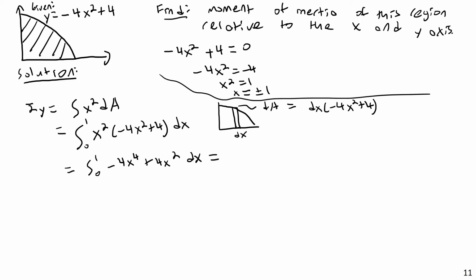oh, this will then come to, let me do this in exact mode, 8/15. So negative 4x to the 4th plus 4x squared. Does that make sense? Negative 4x to the 4th plus 4x squared, and then integrated from 0 to 1, we get 8/15. And the units for this would be inches to the 4th. Moment of inertia has units of inches to the 4th. Again, that's just a basic polynomial integration.